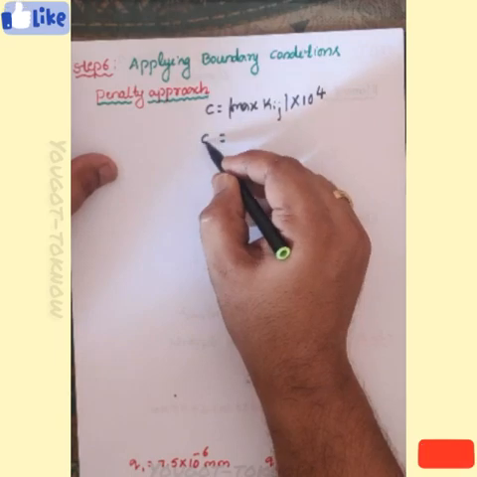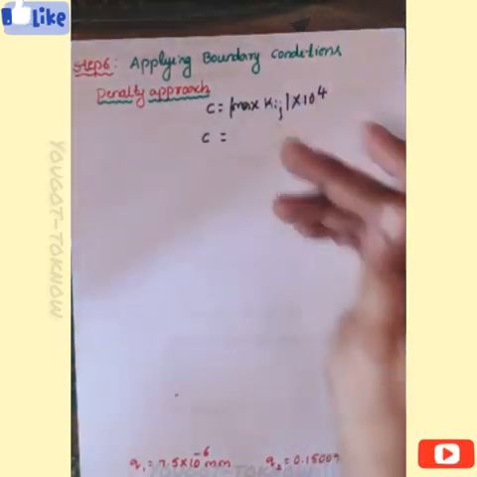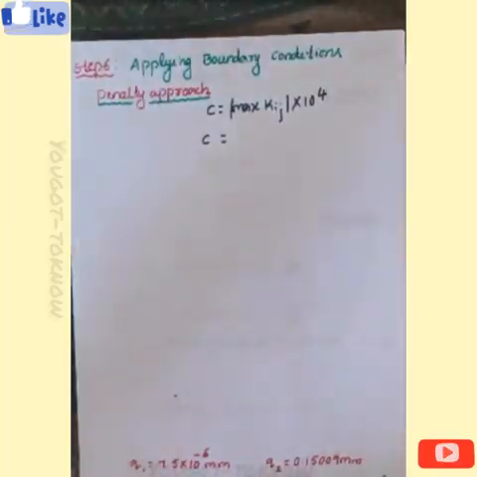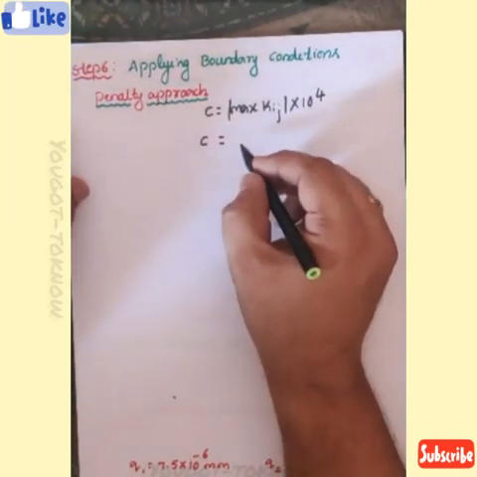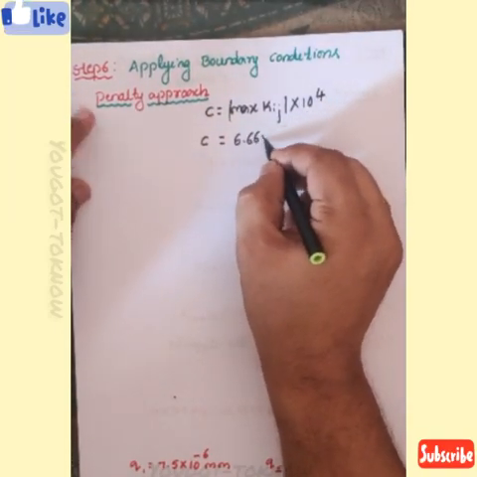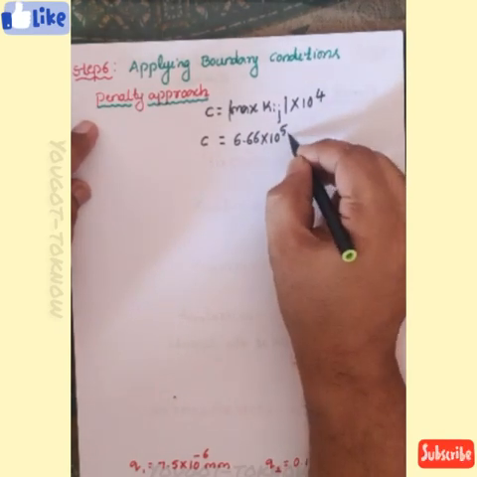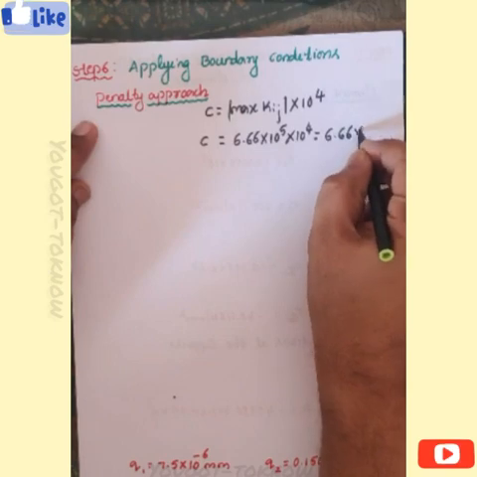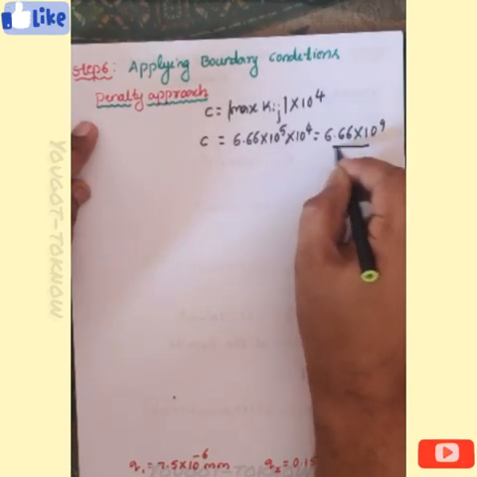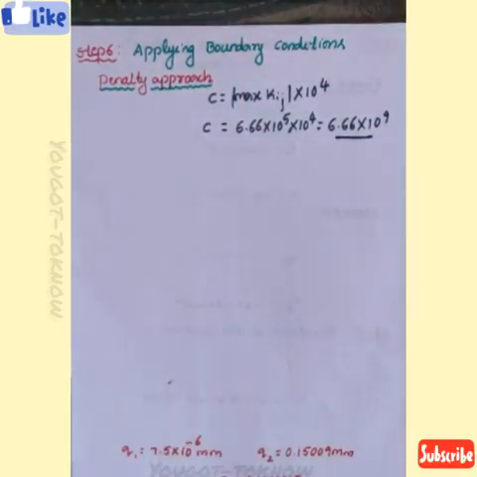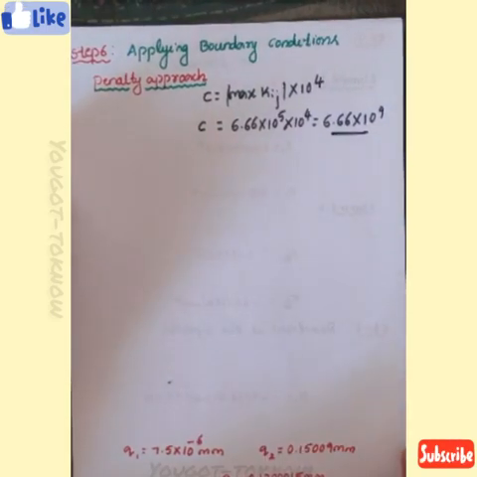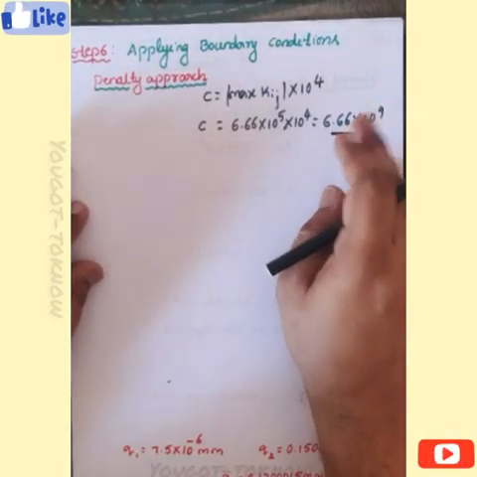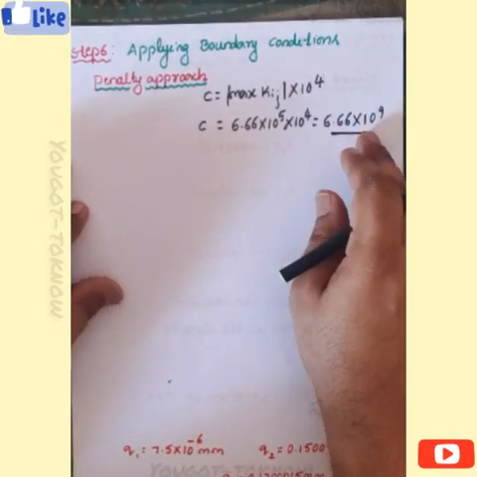What is the maximum value in the stiffness matrix? If you observe, 6.66 is the maximum value in the stiffness matrix. So 6.66 into 10 power 5 into 10 power 4 will be equal to 6.66 into 10 power 9. C will be equal to 6.66 into 10 power 9. Now what do you want to do? Add this value to the fixed nodes.